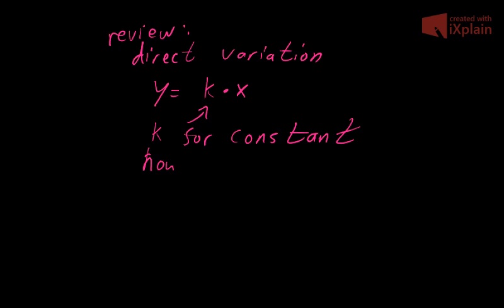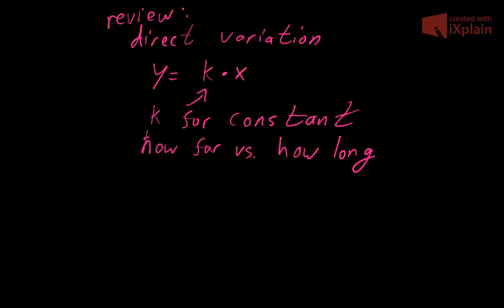So if I'm asking how far versus how long, that would be a direct variation because they both go up at the same amount. So if I go twice as far in a car, it would take me twice as long. So because of that, that's a direct variation.